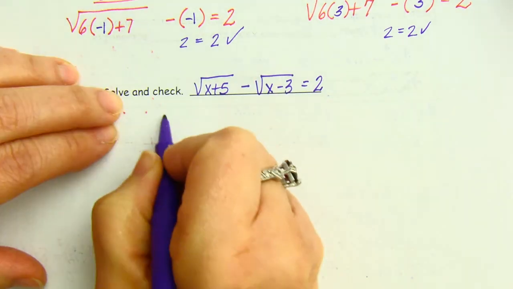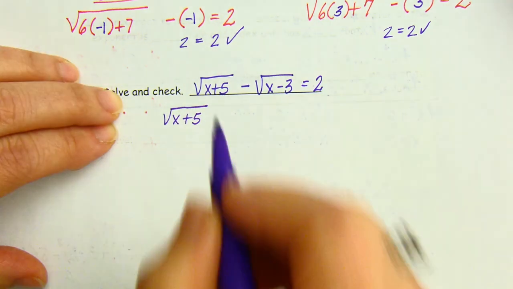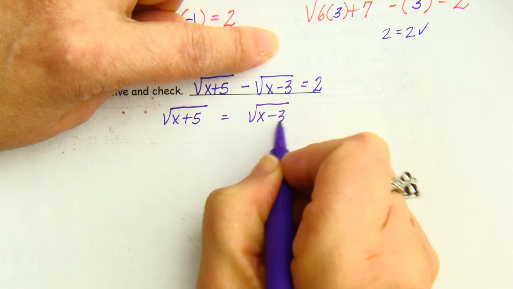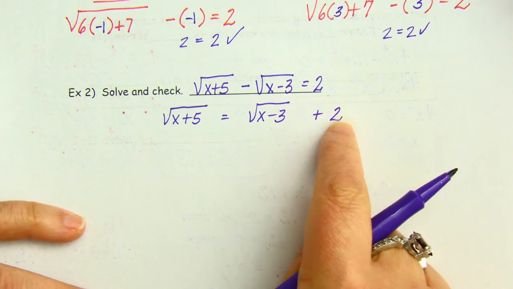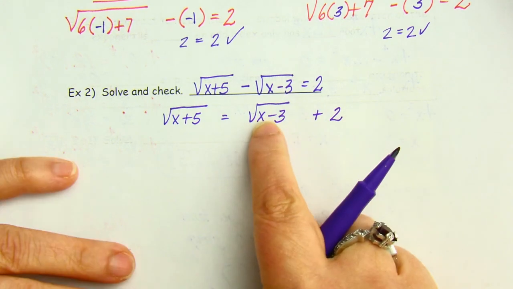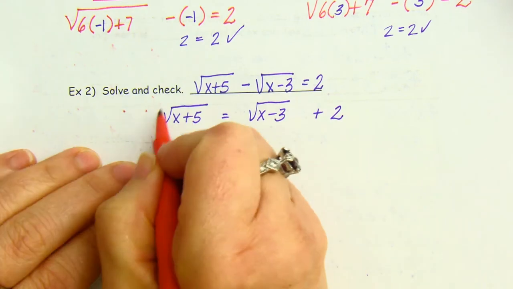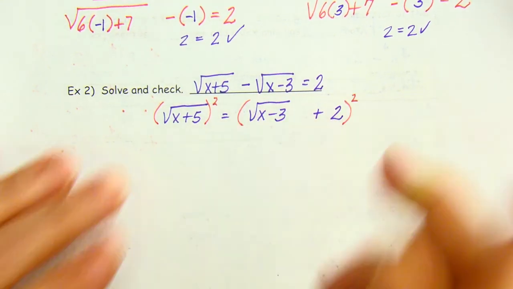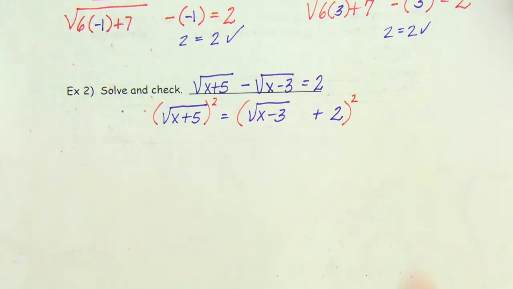So in my first isolation step, I got radical x plus 5 equals square root of x minus 3 plus 2. I like to write this a little bit farther away so that I don't mistake this 2 being inside the radical. Remember, I have to do opposite operations to get rid of the square root symbol on the one that I chose to isolate. And you do have to square both sides. If you have a quantity over here, then it is what it is.